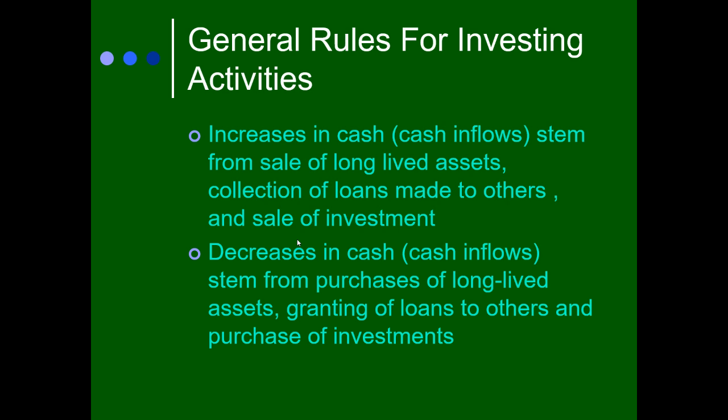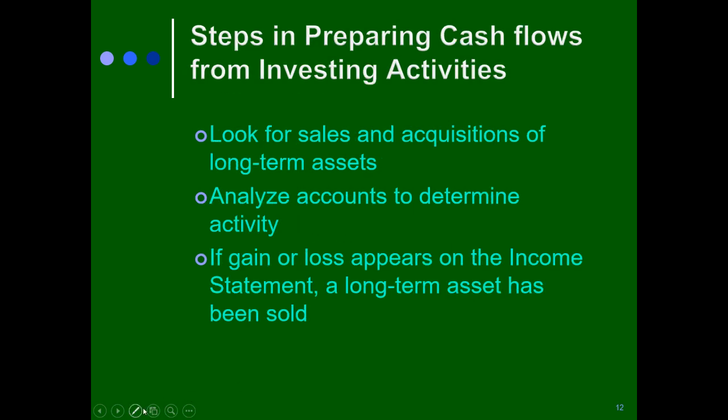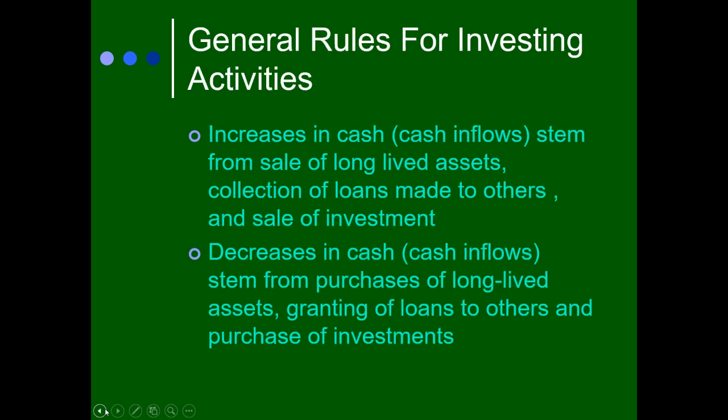In the general rules for investing activities, increases in cash will stem from the sale of long-lived assets, collection of loans, and sale of investments. And decreases in cash, that is cash outflow, sorry, this is wrong, stem from purchases of long-lived assets, granting of loans to others, and purchase of investments. So I think you better correct it after this. So this is inflow, this is outflow.